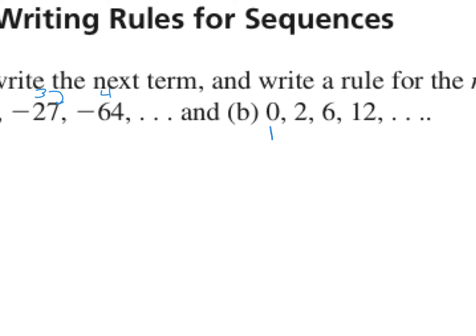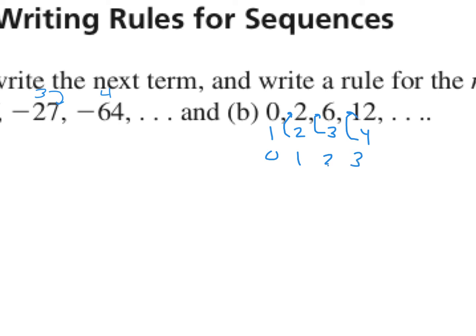So this is our first term, this is our second, third, fourth. This one's tricky. We're not really multiplying by the same thing to get to the next one. We're not adding the same thing to get to the next one. Let's see. Any ideas of what we're doing? What times 1 gives us 0? 0. What times 2 gives us 2? 1. What times 3 gives us 6? 2. And what times 4 gives us 12? 3.